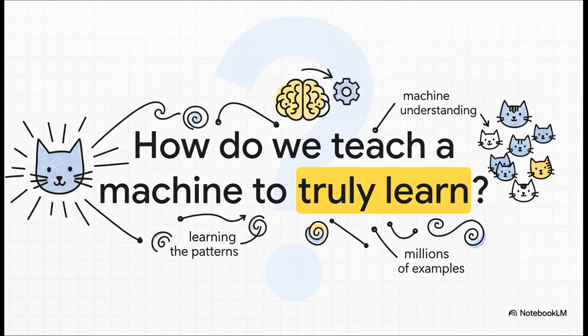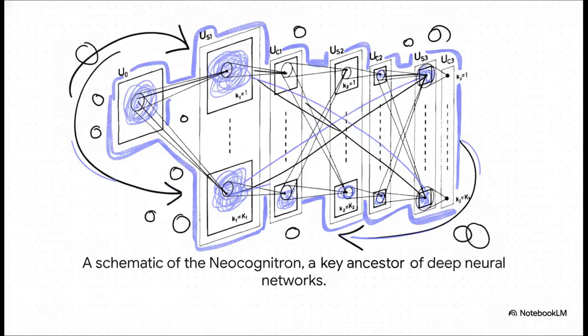Well, the secret isn't writing a million lines of code describing pointy ears and whiskers. No, instead, you just show it millions of pictures of cats, and you give it a way to figure out the patterns all by itself. And this core idea, it's been around for a while. What you're looking at is the neocognitron from back in the 1980s. It's a key ancestor to today's massive AI models.